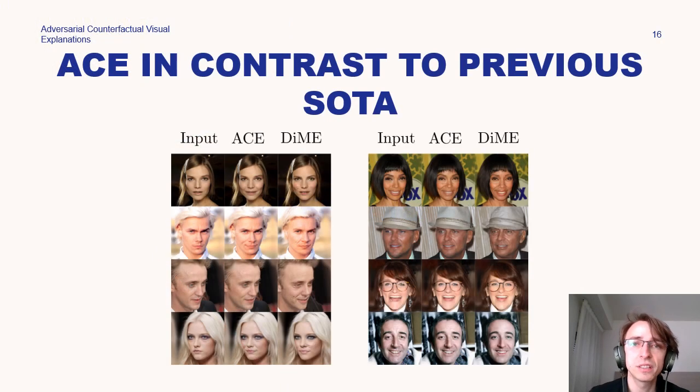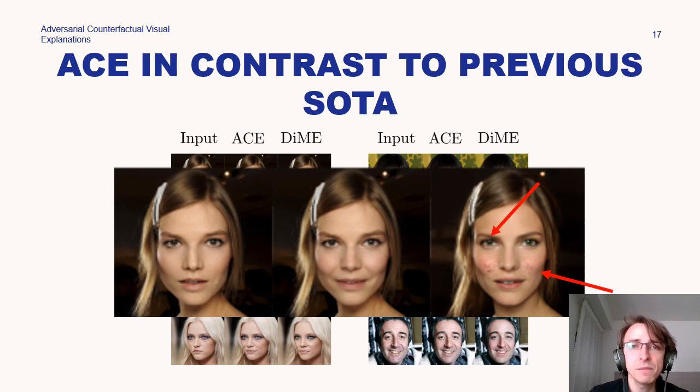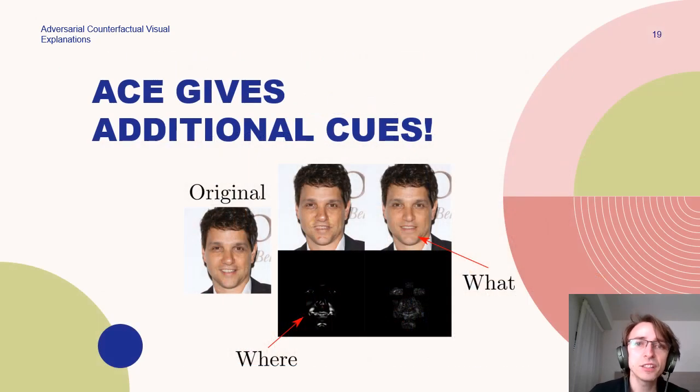In contrast to previous state-of-the-art, it generates better and more realistic explanations. For instance, DiME produces out-of-distribution noise as well as changing the ice color, while ours inputs realistic modifications. For objects, such as hats, we do not modify them as much, and add smaller changes in the image. An advantage of ACE is that we produce a localization mask showing where we input the changes, and the counterfactual shows what we change.